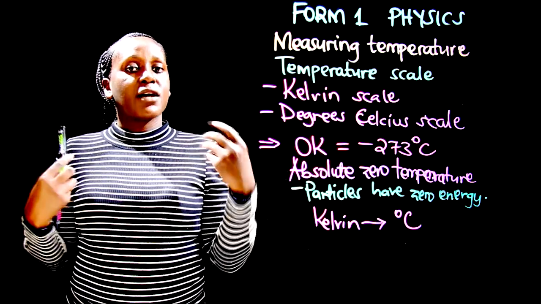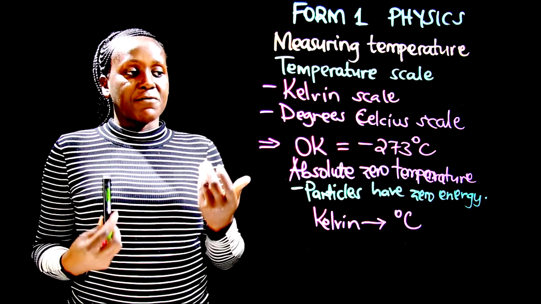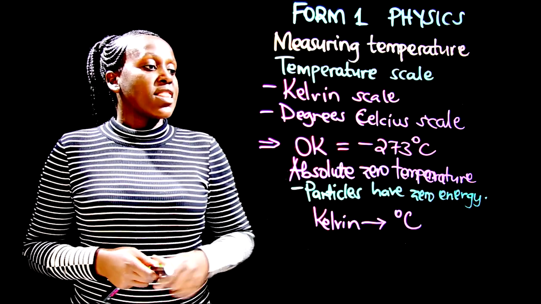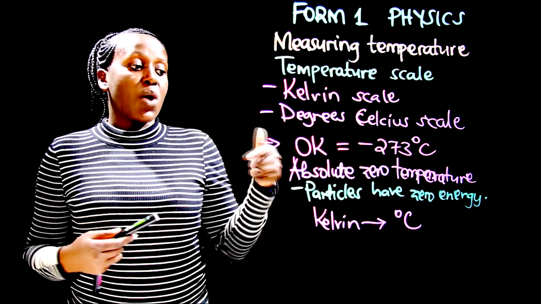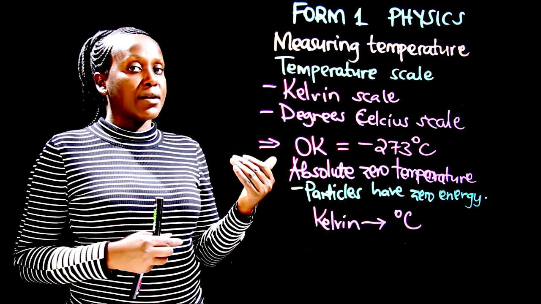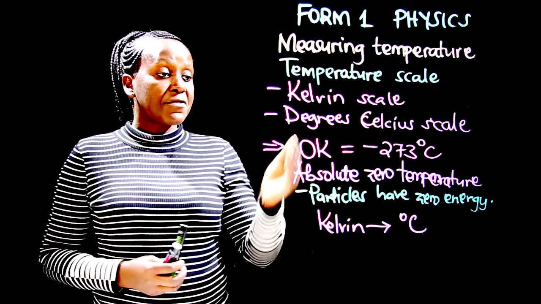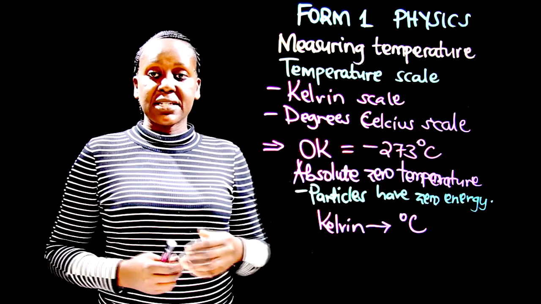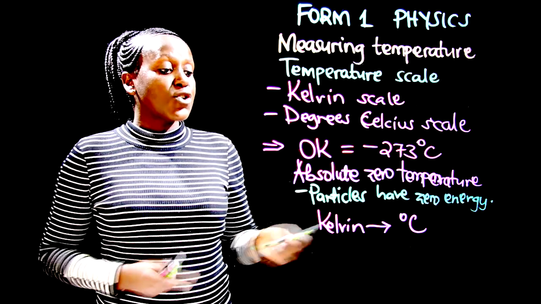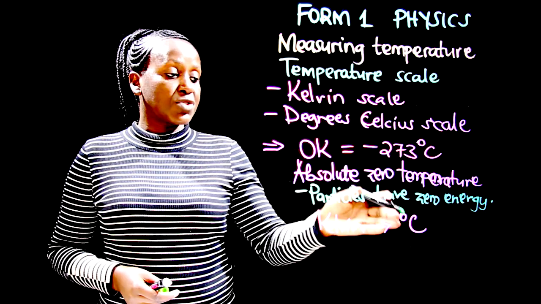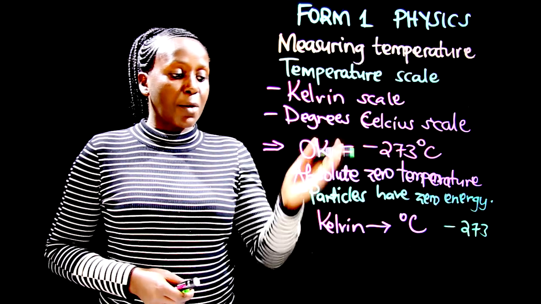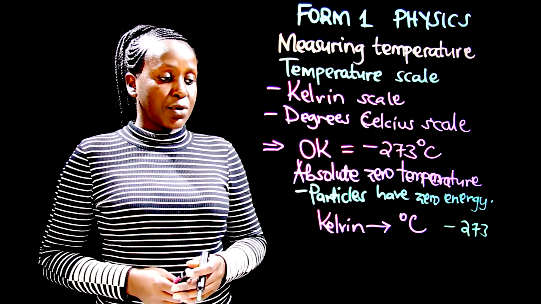So if you have 20 Kelvin and you want to convert that to degrees Celsius, then the value of the degrees Celsius is going to go higher as the Kelvin value goes up. The difference between Kelvin and degrees Celsius is 273 divisions, all right? So as you convert from Kelvin to degrees Celsius, you subtract 273 from the given value.